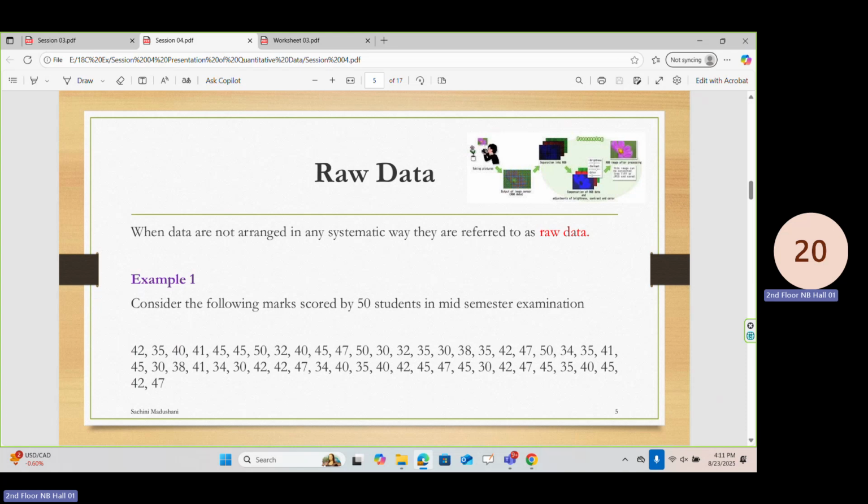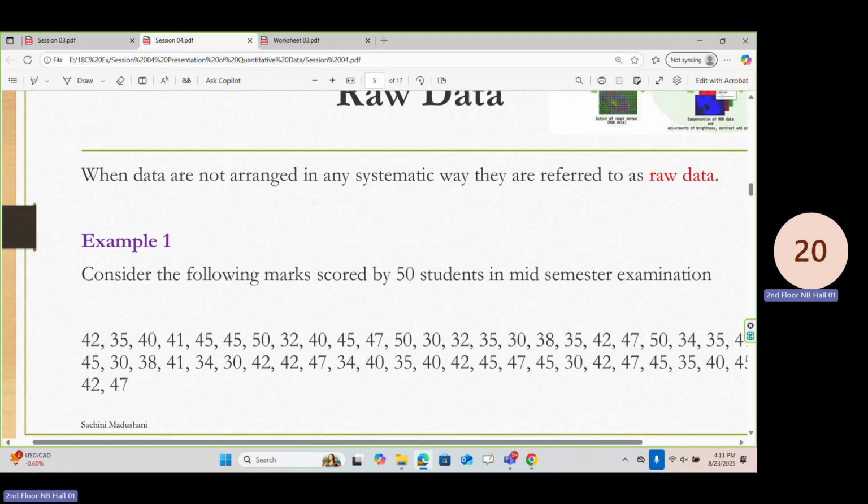Why? There is no specific arrangement. According to the index number, we write down the marks for each student. There is no systematic arrangement. This data set we call raw data. This example shows that. Consider the marks scored by 50 students in the mid-semester examination. Normally we list down all the marks, with no systematic arrangement.